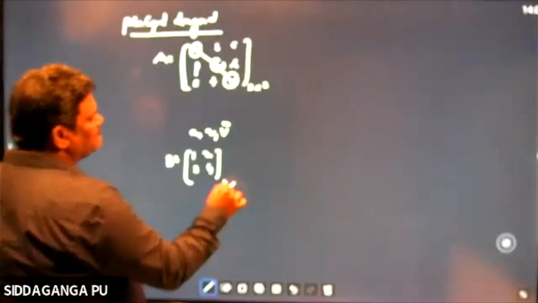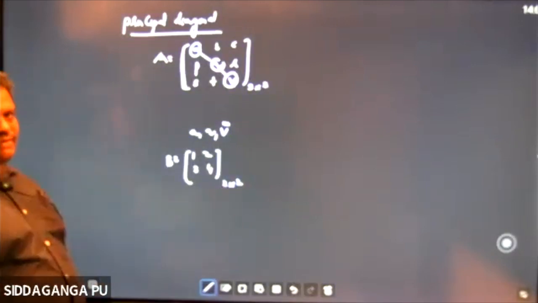Now we can take B is equal to 1, 2, 3, 4. This is a square matrix of order 2 by 2. So in this square matrix, what is the principal diagonal? We join the first element in the first row to the last element in the last row.